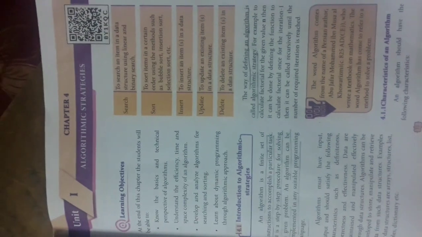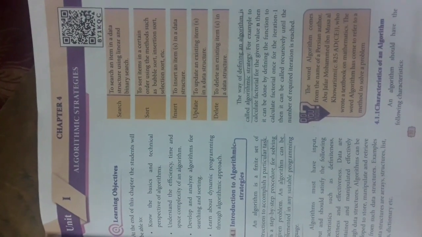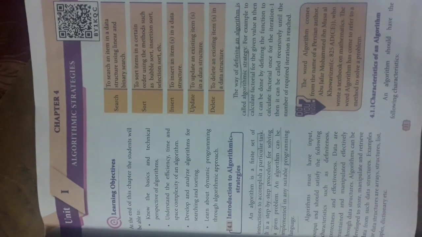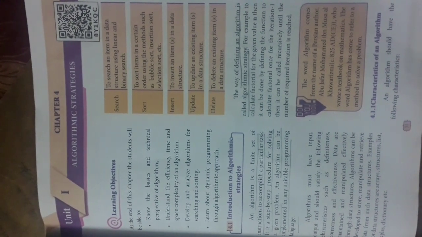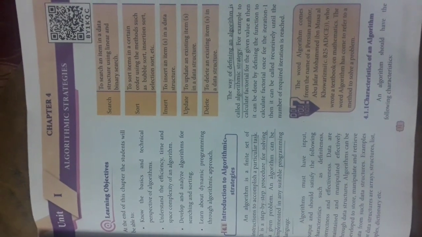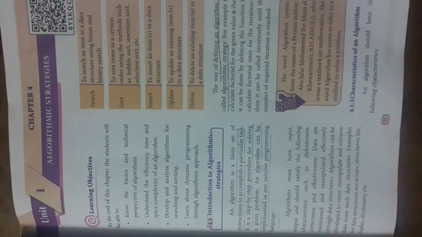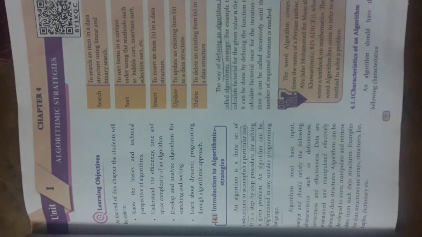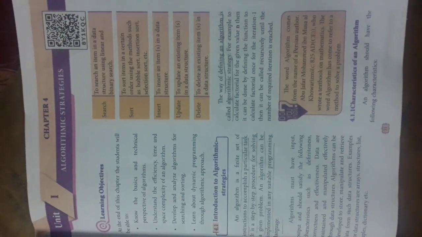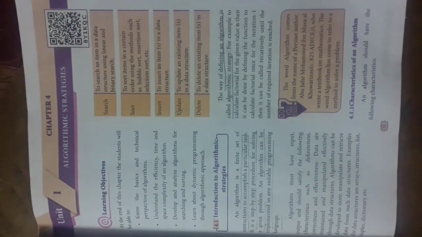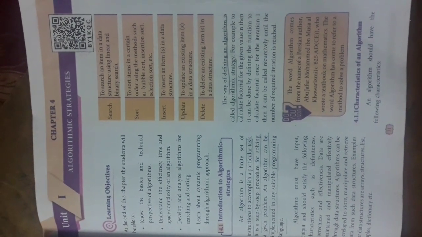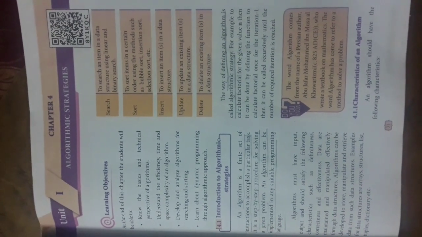So we will have the revision over the fourth chapter, algorithmic strategy. So we started with what is algorithm. Algorithm is the finite steps of instruction to accomplish a particular task. It is a step-by-step procedure for solving a given problem. And we saw an example for algorithm. Whatever we do, the steps have to be specified. It is the manual work which is done before writing the programming language.